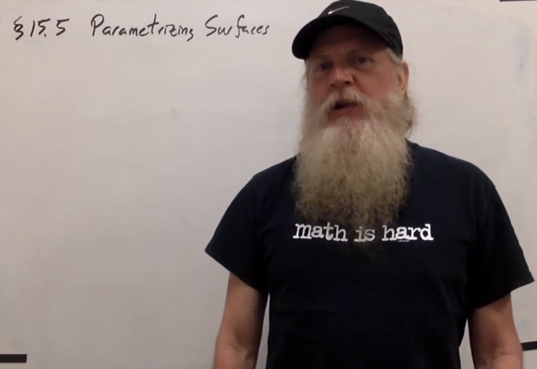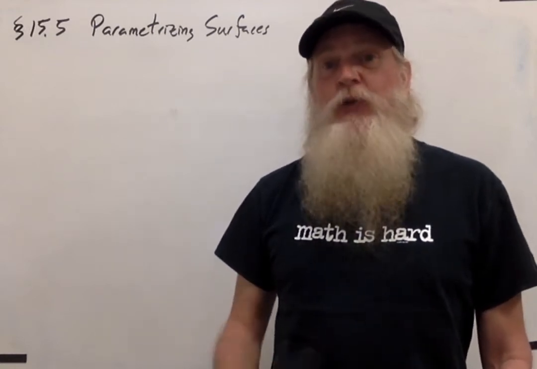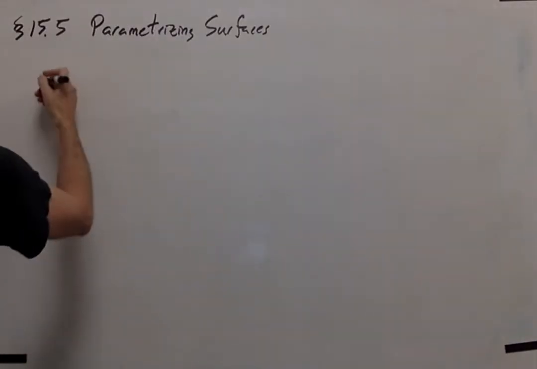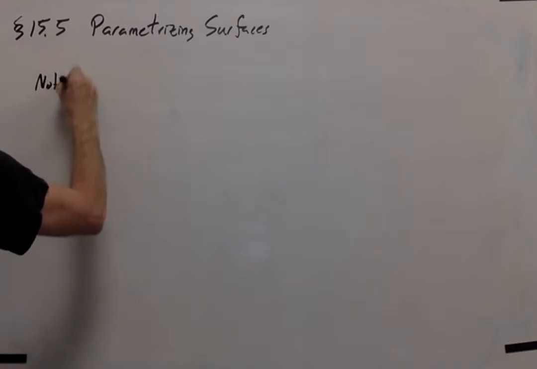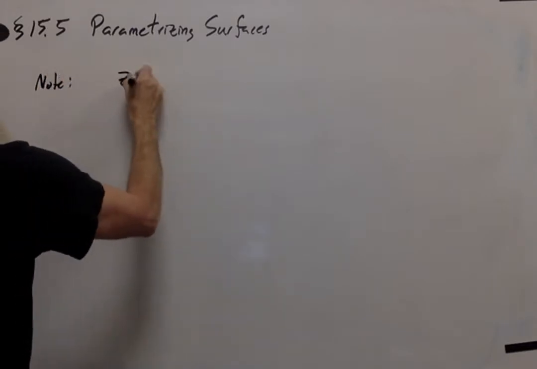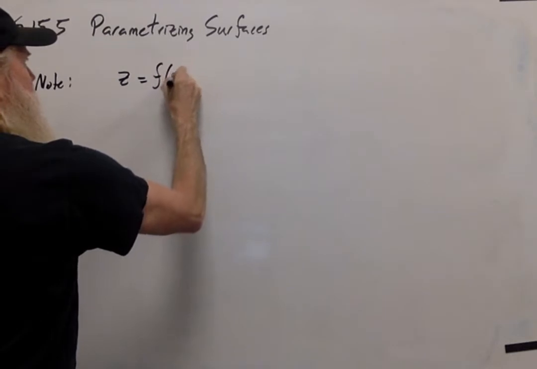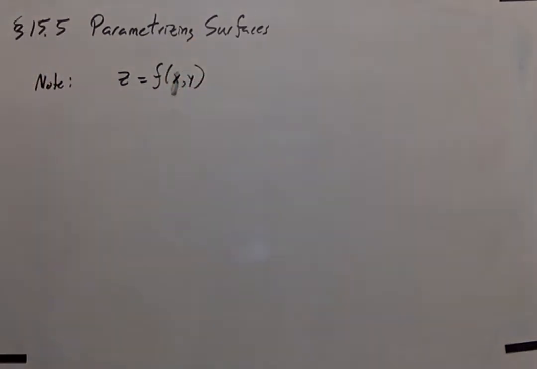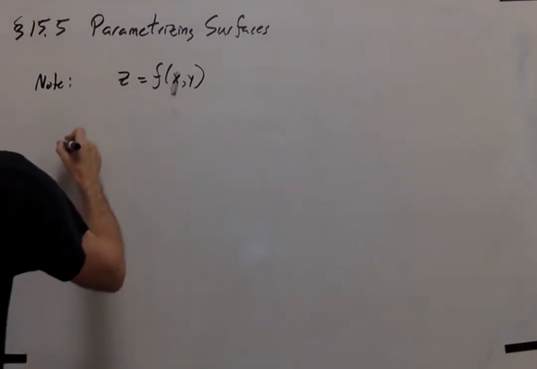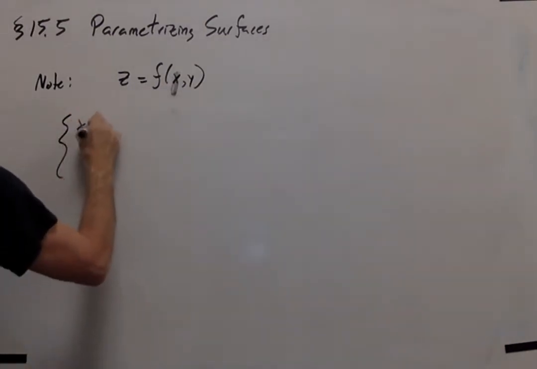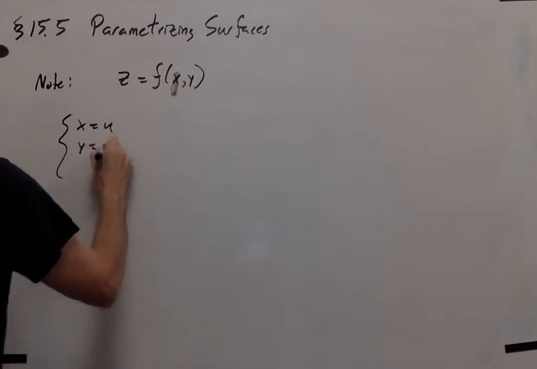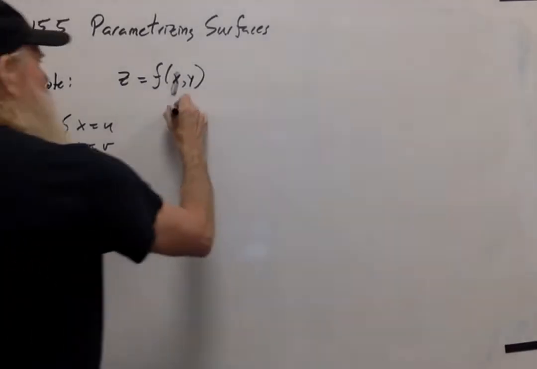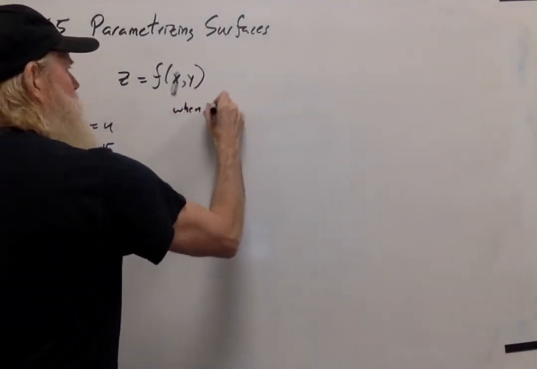Let me give you a quick note on parametrizations of graphs, and then also give you a further example. So here's a note. Let's say that we're parametrizing the graph of the function f, where z is a function of x and y. Then our typical way of doing it has been to set x equal to u, y equal to v, and z equal to f of u and v.